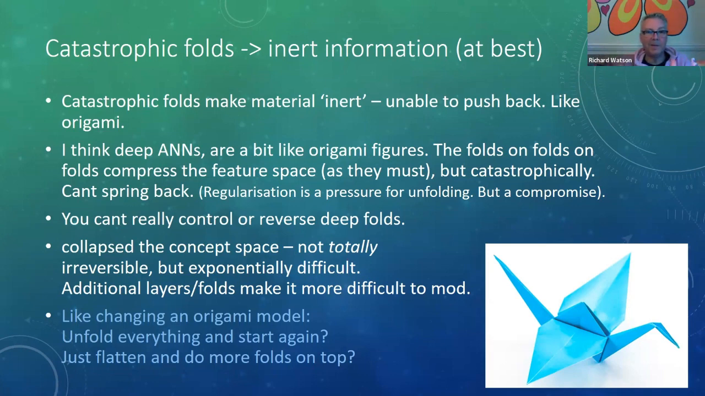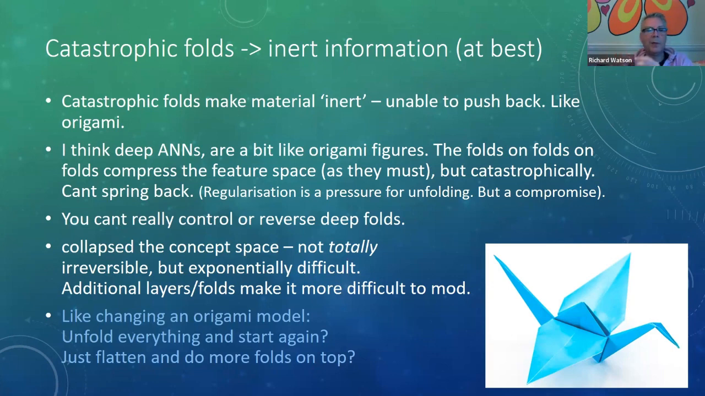You did catastrophic folds. It's become inert. You collapse the concept space. And in an artificial neural network, it isn't totally irreversible. You can train a network for one thing and then train it for another thing, but it becomes even more difficult to train after you've trained it for something else.